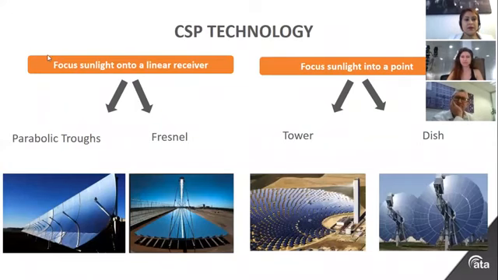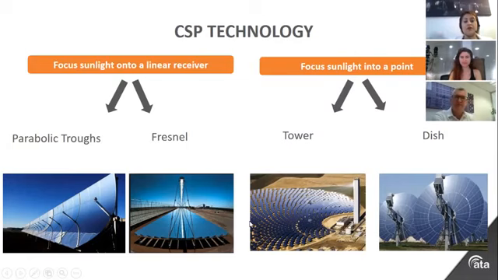So let me tell you about CSP technology a little bit. I guess they could be divided into two types. On the one hand, you focus the sunlight onto a linear receiver, and this would be the parabolic trough and Fresnel. Or you can focus sunlight into one point, and these are dish and tower. Granted, each of them works differently, but this is a way that you could organize them. Dish, for example, can be peak load energy. You can't necessarily even store energy if you use a dish Stirling, whilst in parabolic troughs, for example, you could use molten salt, so you can use steam.